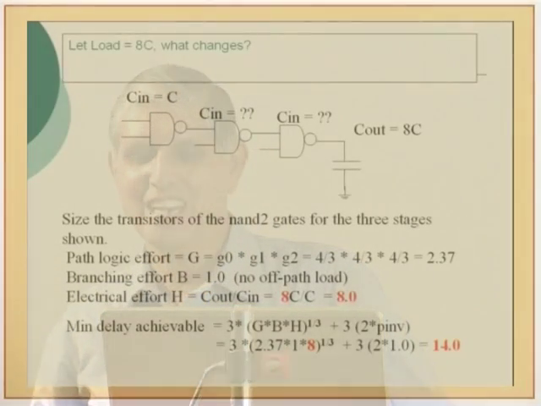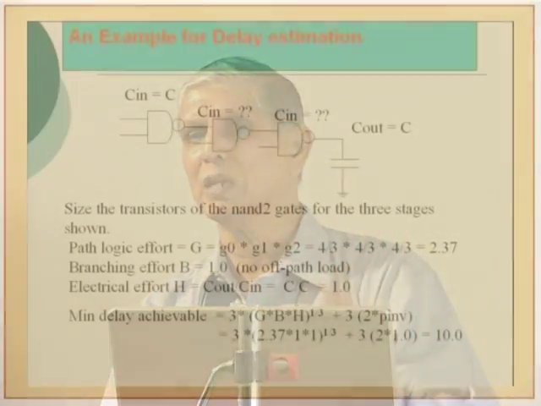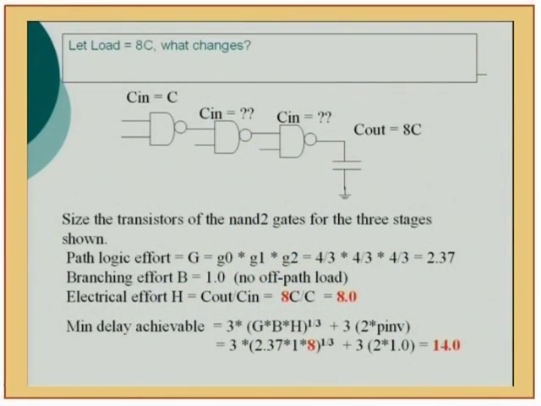Okay, let's take another case. Let's say the driving is 8C, similar to the first, which was C, now it is 8C. I redo the calculations and I say now, the minimum delay achievable, you can see now, if the load increases, that was how much? This was 10. Minimum achievable delay, if the capacitance is the same at the output, was 10. If I do it now, with everything else the same but the load is 8 times, your actual delay hasn't increased 8 times if you have gone through this minimum delay procedure.